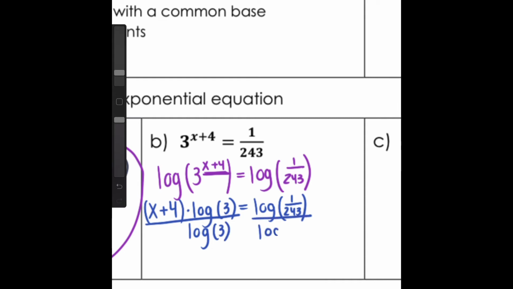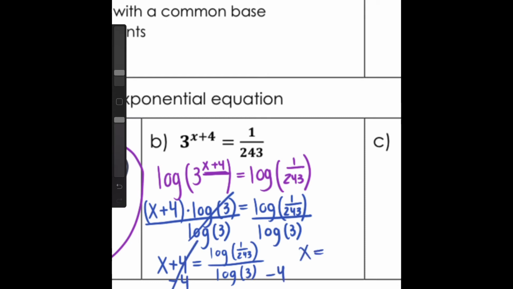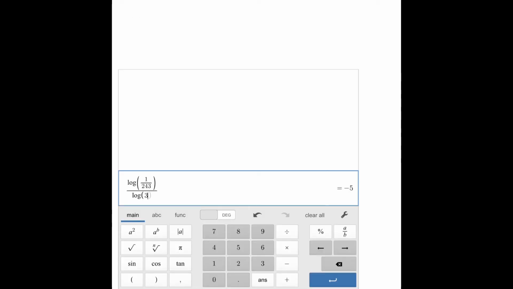So here we're just working on solving for x, so divide by log of 3, which is a number. And then we're just canceling on the left side. And we're just left with x plus 4 is equal to log of 1 over 243 over log of 3. And then we're just going to subtract 4 on both sides. So I just moved the 4 up because it looked like it was on the denominator. It wasn't. And then we're just going to do it as one big calculator operation.